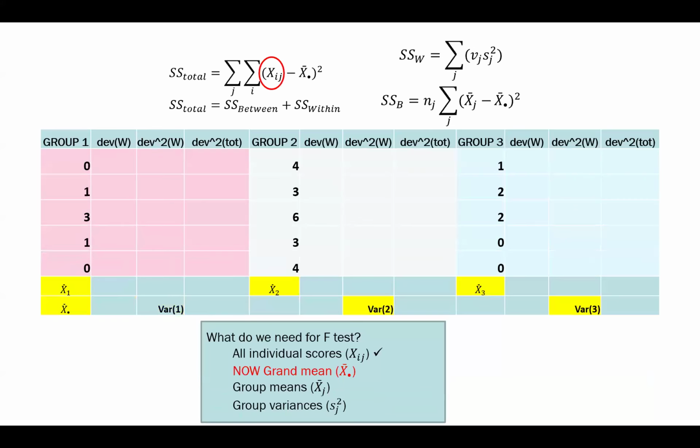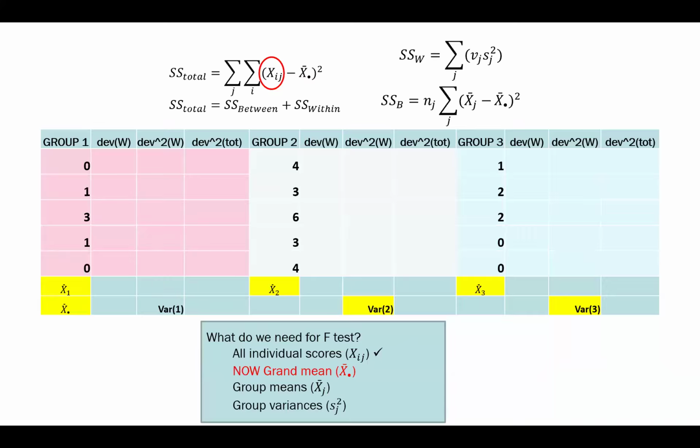So now you see our formulas. And down at the bottom, what do we need for this test? Well, we need all the individual scores. Got it. Partly done already. Now we need that grand mean, X bar dot, the mean of all the data points. That means the average of 0, 1, 3, 1, 0, 4, 3, 6, 3.